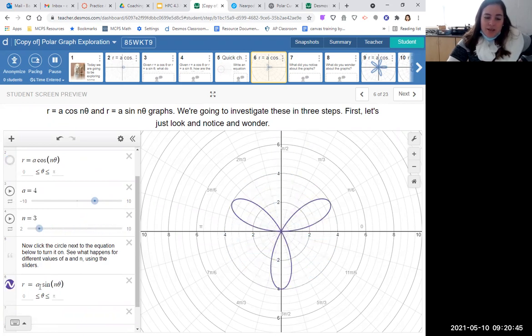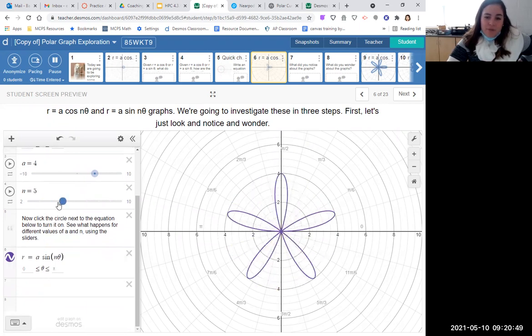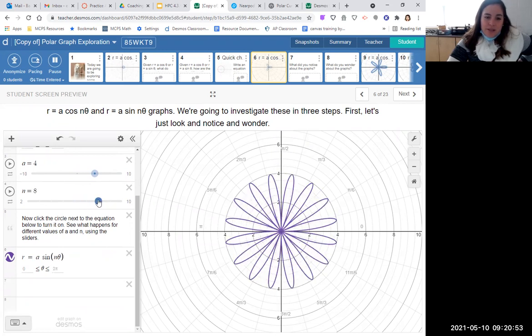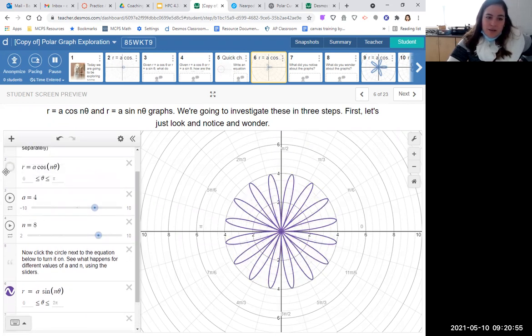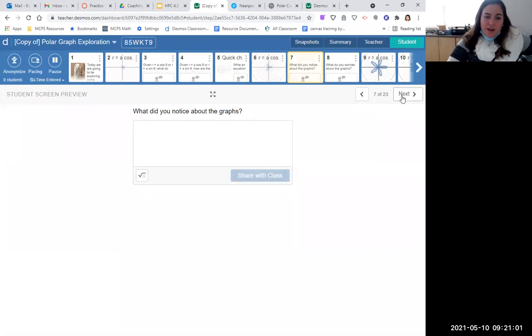I'm going to uncheck that and check sine. Slide the parameter N for sine. What do we notice? What do we think? Interesting. Okay. And then what do you notice about the graphs? What do you wonder about the graphs?